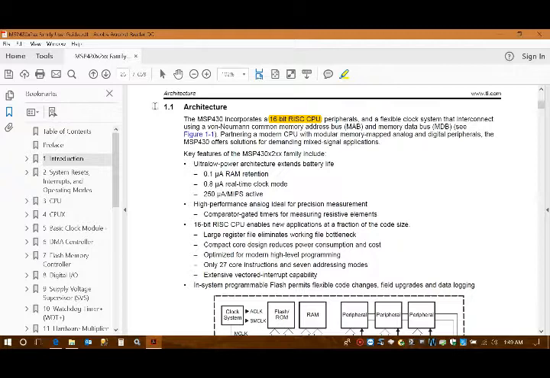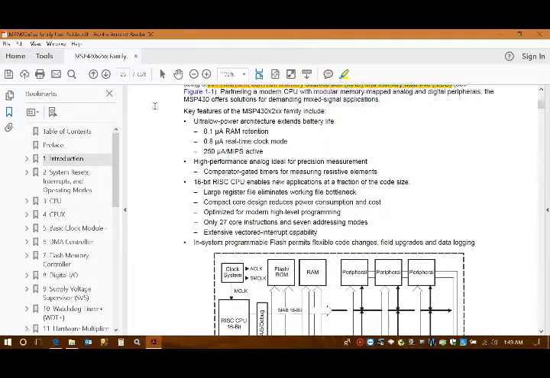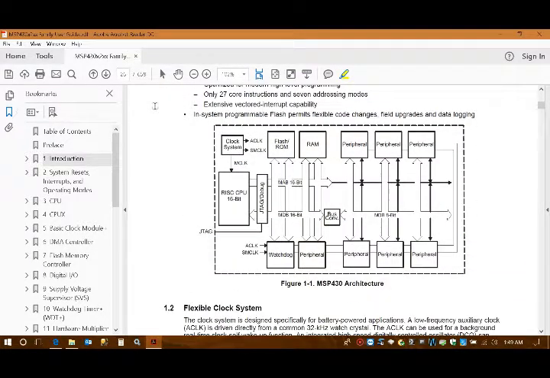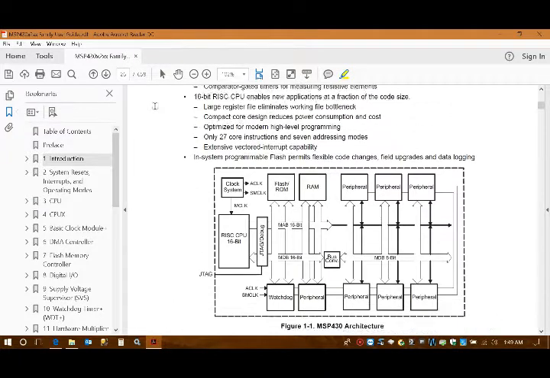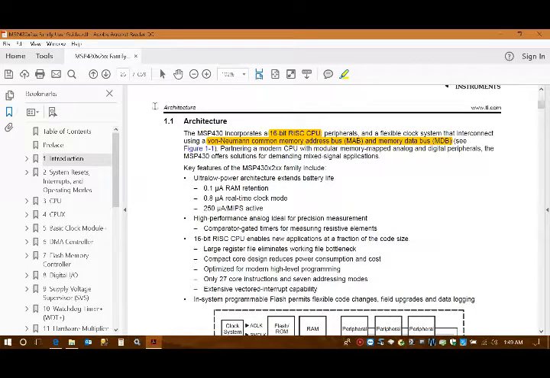You have a von Neumann architecture, that is a common memory address bus and memory data bus. So you can see over here in this diagram that there is one bus for address and one bus for data, but the 16-bit address bus also shares the data bus. So the main point is that it's a shared bus. That is one important feature that you should note.